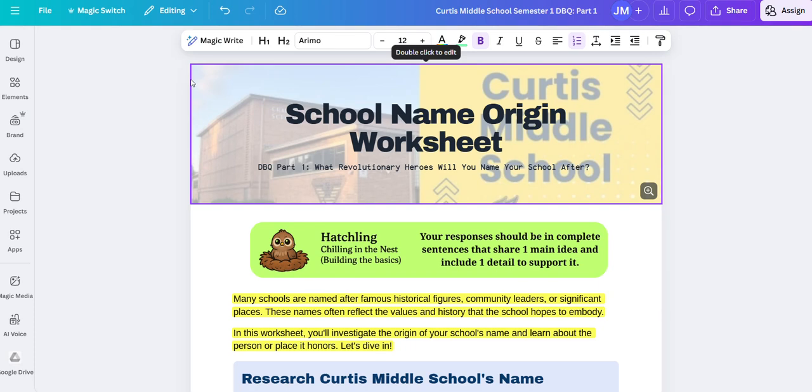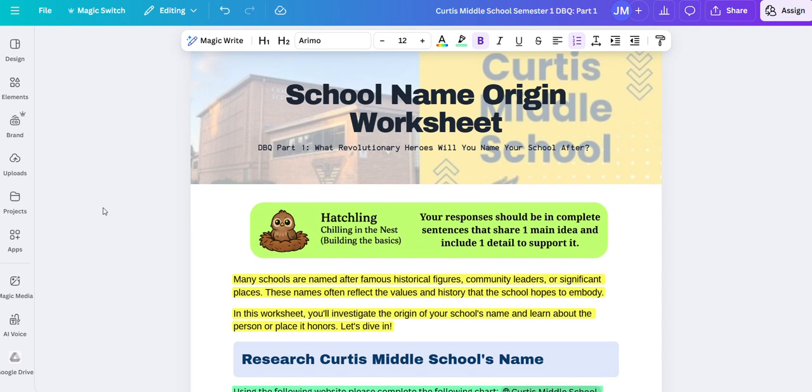Students, we're going to be working on the first part of the DBQ for semester 1. This first part is called School Name Origins Worksheet. So just like every other worksheet, you are going to have the different levels. This whole worksheet is at a level for a hatchling, so a level 2. That means all students must complete the whole worksheet.